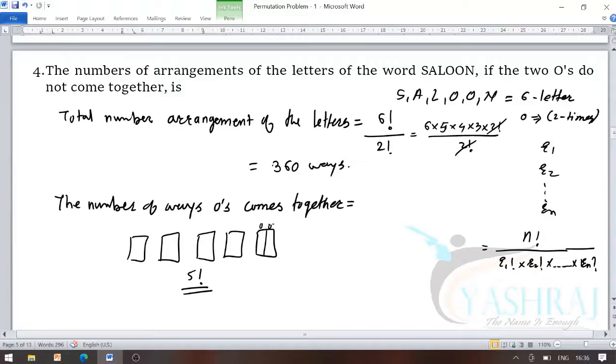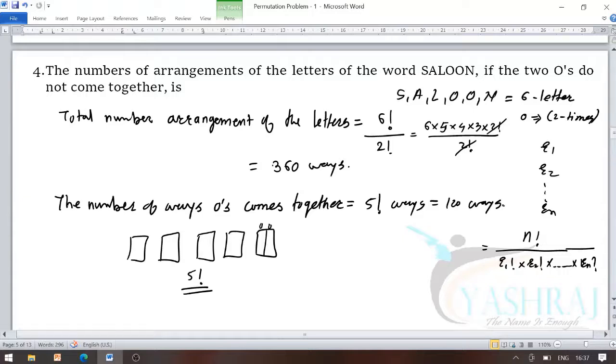That means the O's come together. We have 5 factorial ways. So now 5 factorial becomes 120, that many ways. That means there are 120 words in which the O's come together.